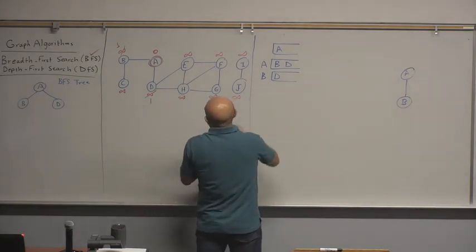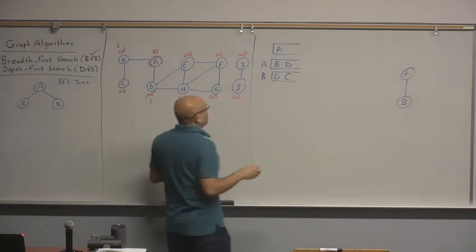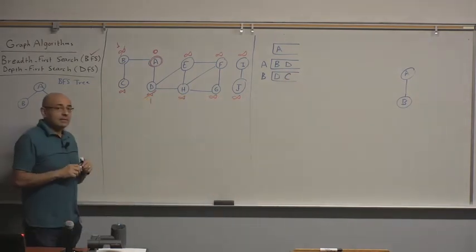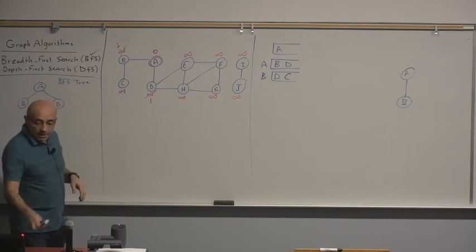Okay, so here we take B out and we put the neighbors, and the neighbor is C. Now here's why the queue is the right data structure for doing breadth.